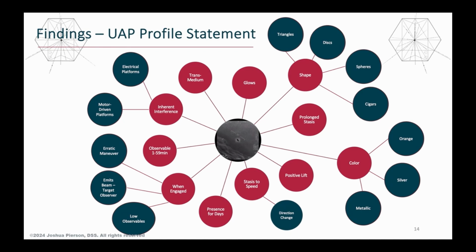As you're reviewing, you'll see red circles and blue circles. The red circles are the primary description of the signature. The blue are the secondary description. So when someone says shape was observed, the type of shape becomes a secondary element that is reported, which in the case of shape on this slide, the secondary elements are triangles, discs, spheres, and cigars.